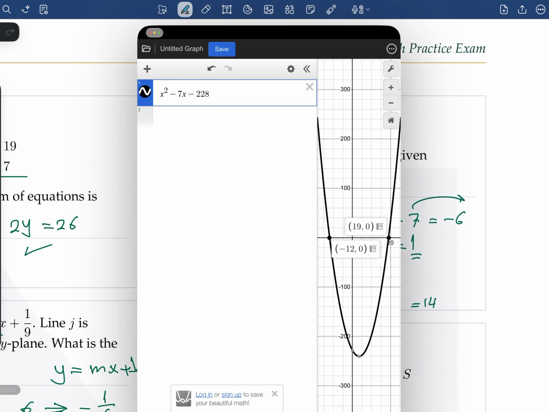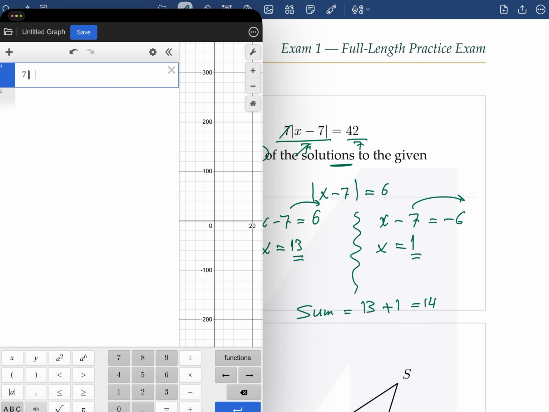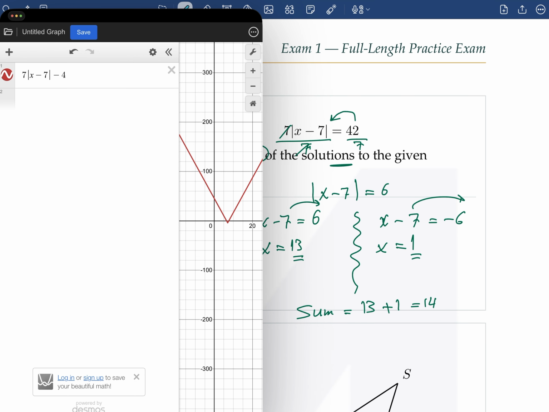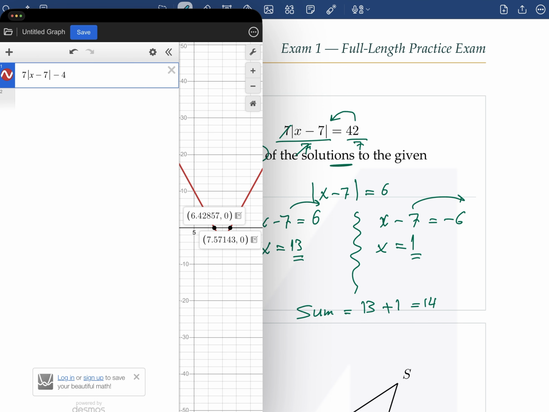Here we can write the equation 7 absolute value, and you can see absolute value here down, and then write x minus 7. And then if you want to graph it on Desmos, you need to move this 42 to the other side with negative sign, because if you want to graph it accurately, you need to keep the right side equal to 0. So we have to move this 42 to become negative 42. And now we can look at the graph, but let's zoom in here to see the intersection on the x-axis.